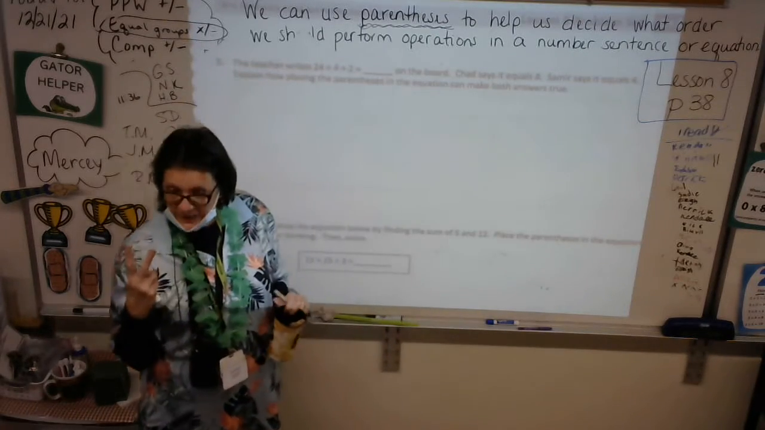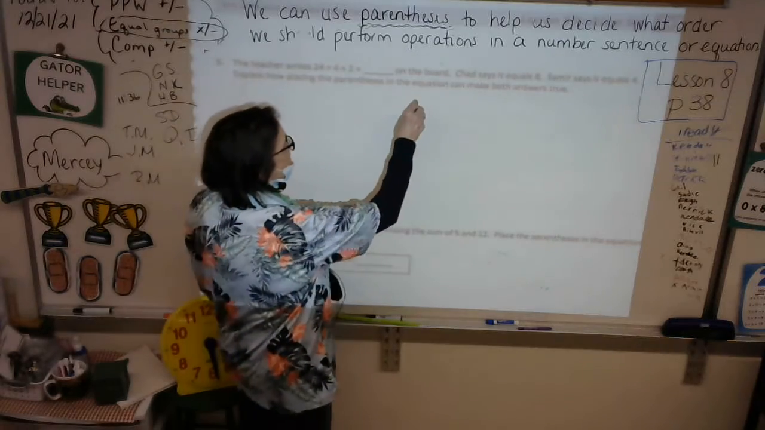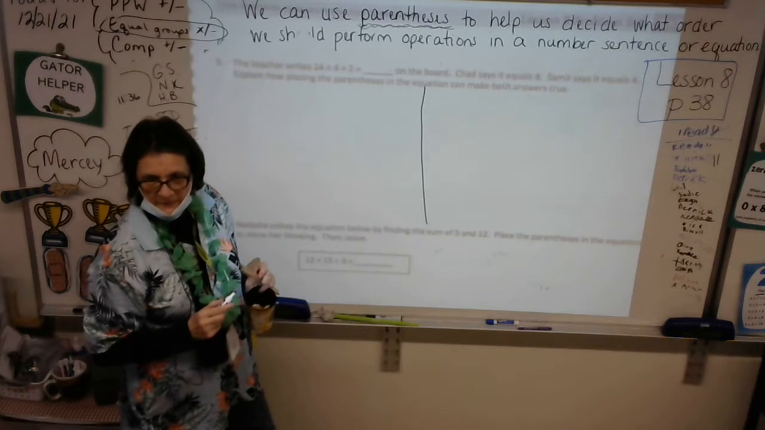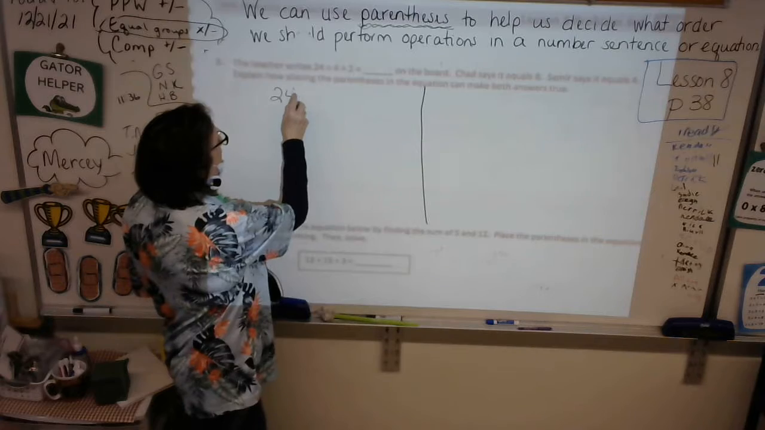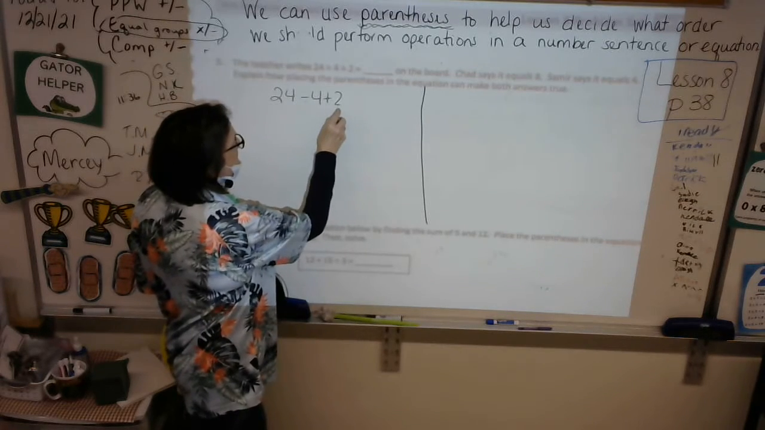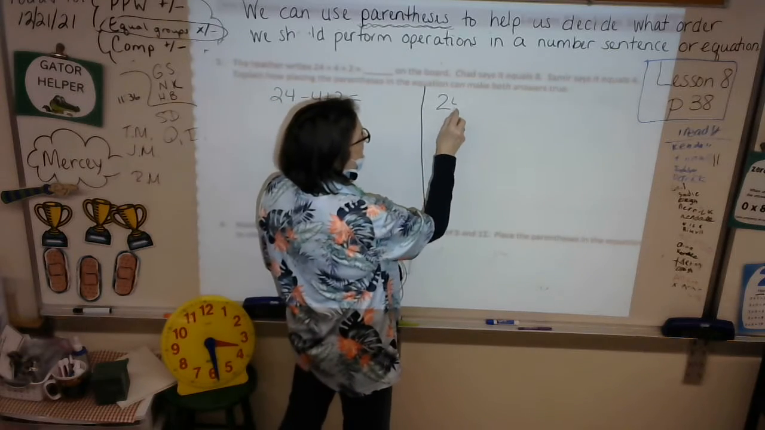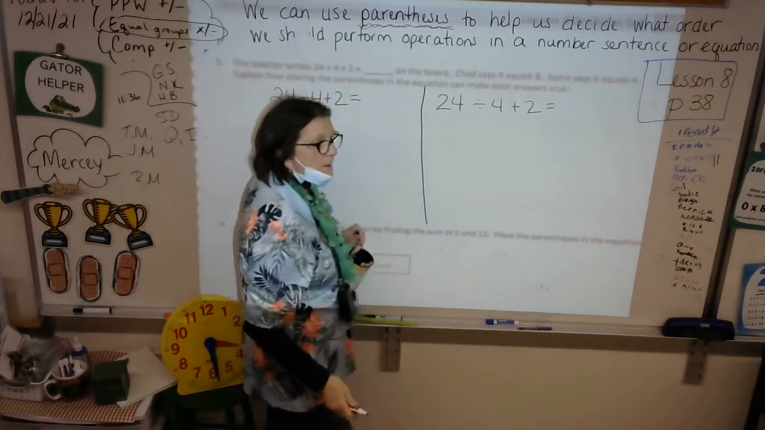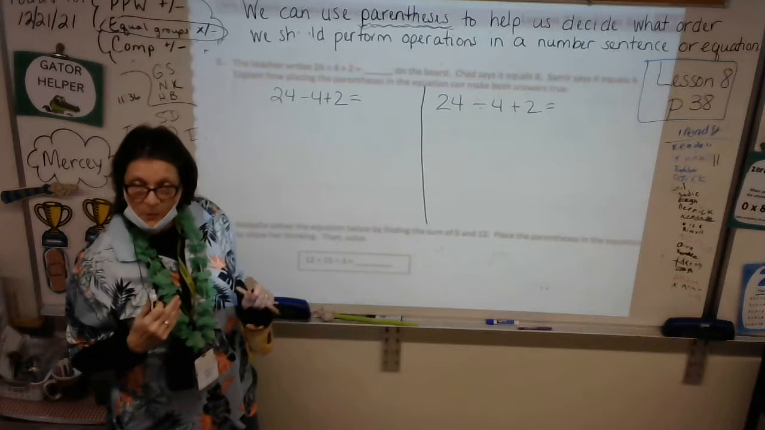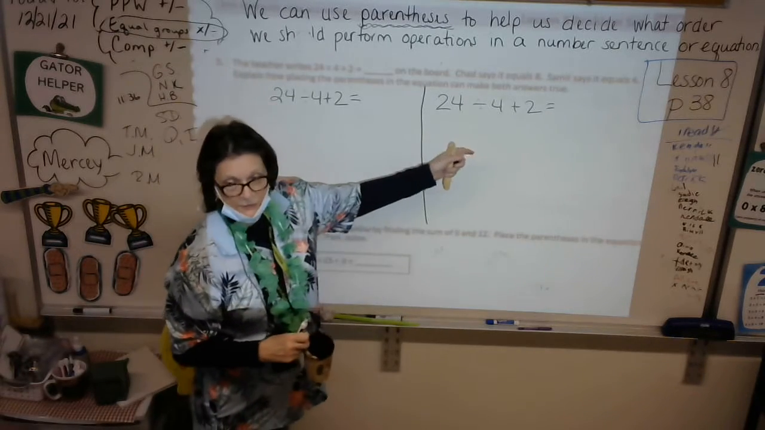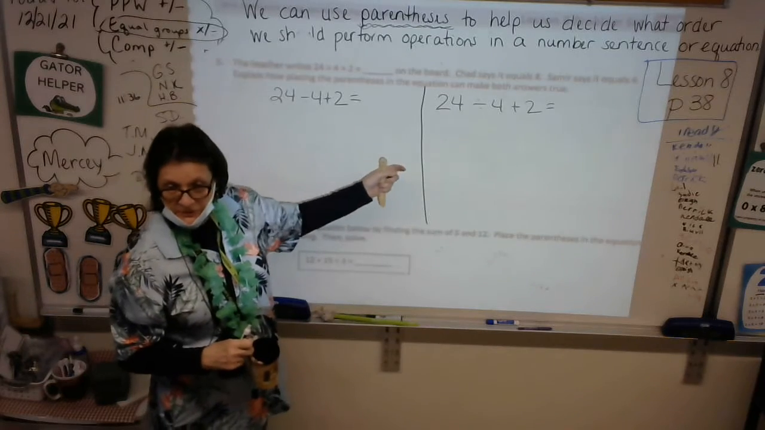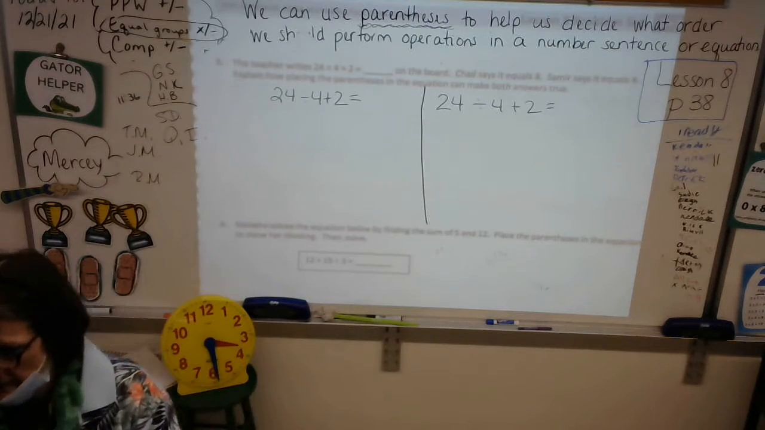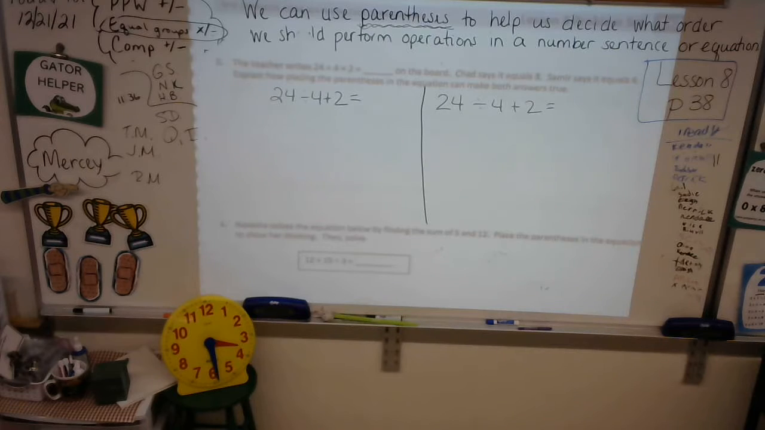Well, we know there would be 2 strategies for this, right? So what I would do if I were you is split your workspace right in half. On one side I would write 24 divided by 4 plus 2 equals. And on the other side I would write 24 divided by 4 plus 2 equals. And I would try my parentheses in both places, because you don't really know which is going to be Chad's answer and which is going to be Samir's answer until you work it out, right? So put the parentheses in both places and then decide which one is Chad's and which one is Samir's.